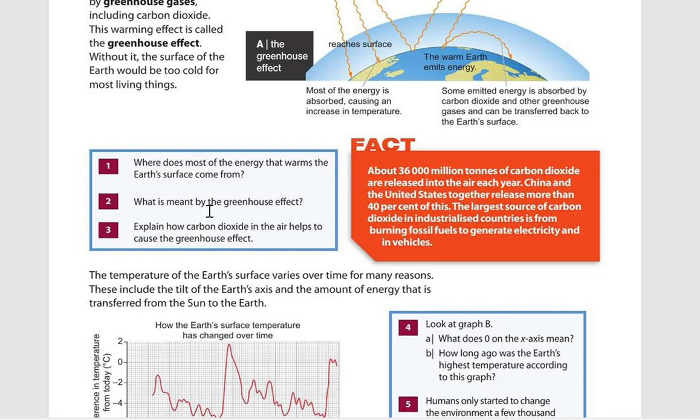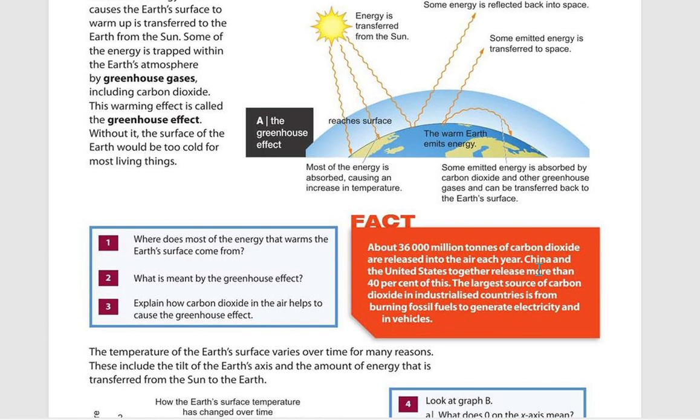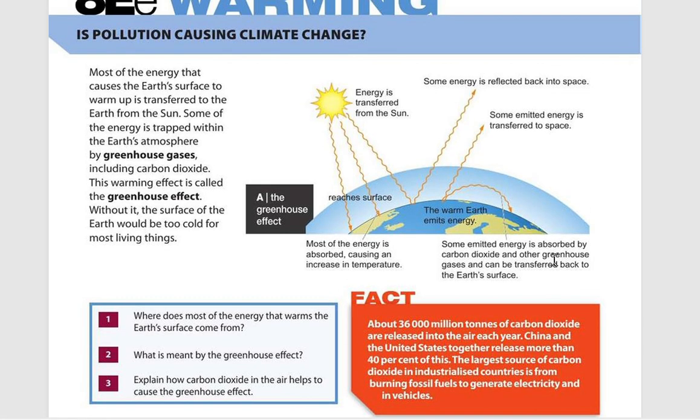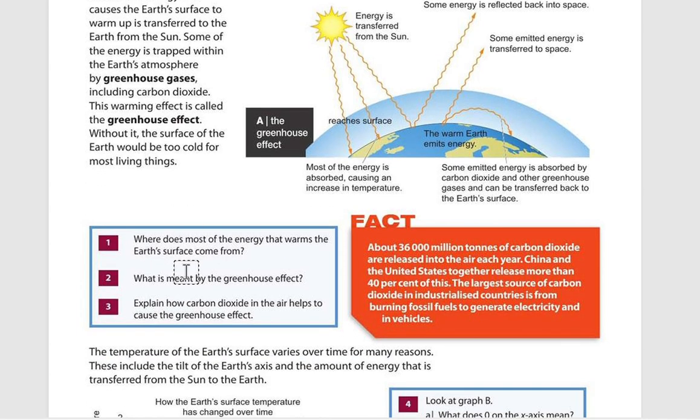Since we have discussed the entire lesson, let's see how far you can answer. First question: where does most of the energy that warms the earth's surface come from? From the sun. So the answer you can write here as the sun. It comes from the sun.